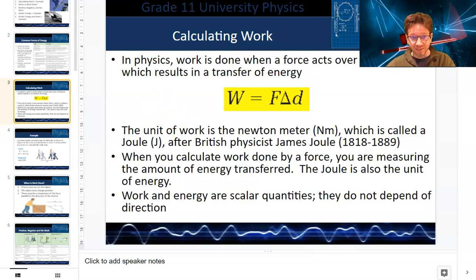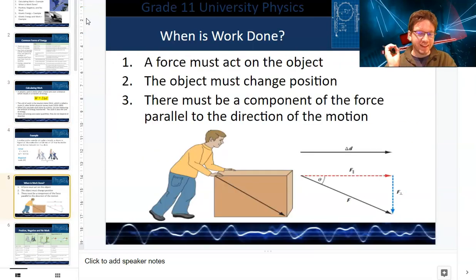Okay, so then when is work specifically done? Well, we need a couple things. One, we need a force to act on the object. And two, we need the object to change position as well. They both have to be done. I mean, you can go up to a brick wall and push on that brick wall as much as you want. Unless you actually get that brick wall to move, you've done no work, no matter how tired you actually get.